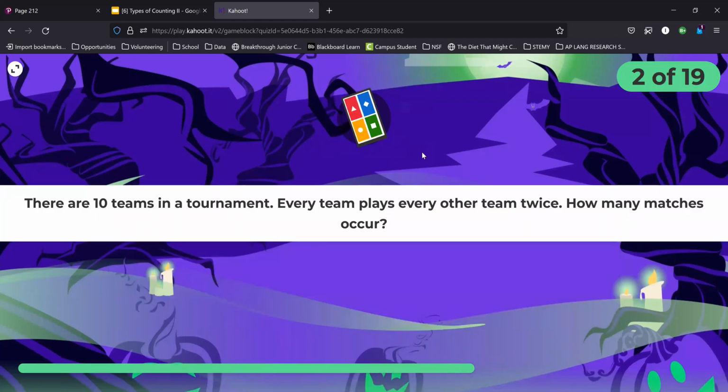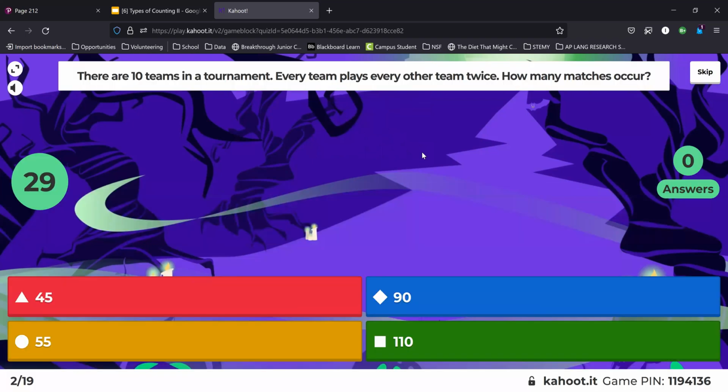Okay, there are 10 teams in a tournament, and every team plays every other team twice. How many matches occur? This would be different than if they played each other once. It's 110.